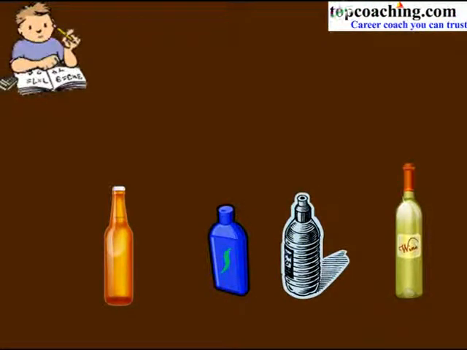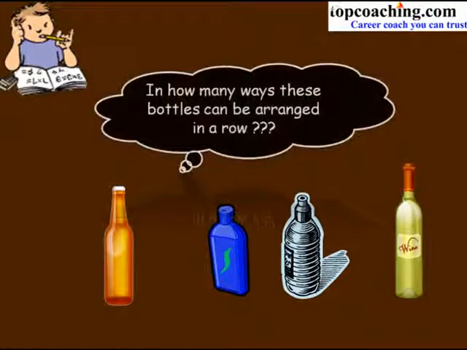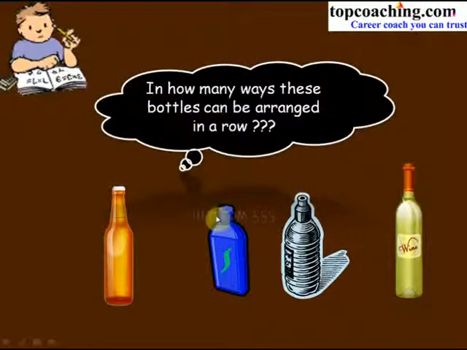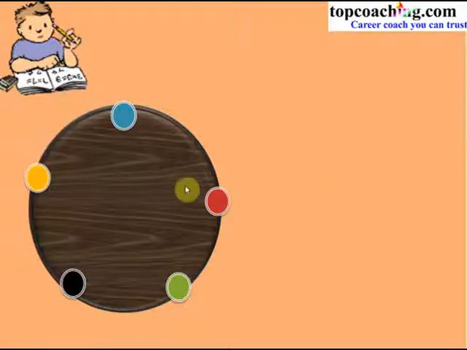So now my question is, in how many ways can these bottles be arranged in a row? So you see there are 4 bottles. There can be numerous ways in which we can arrange these bottles in a row. But now, how many such ways are possible? That's something we are going to study. Let's take one more example.